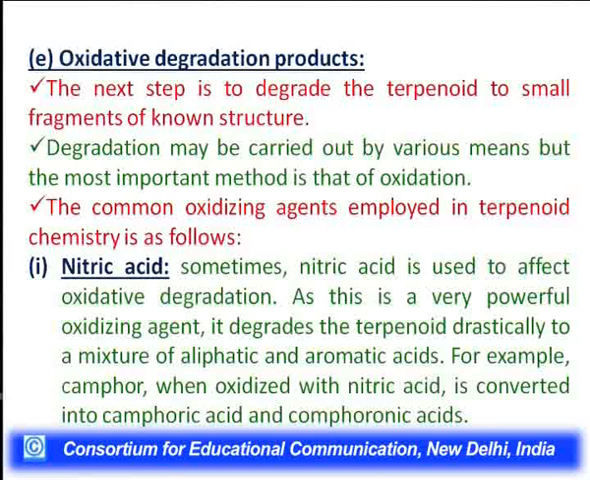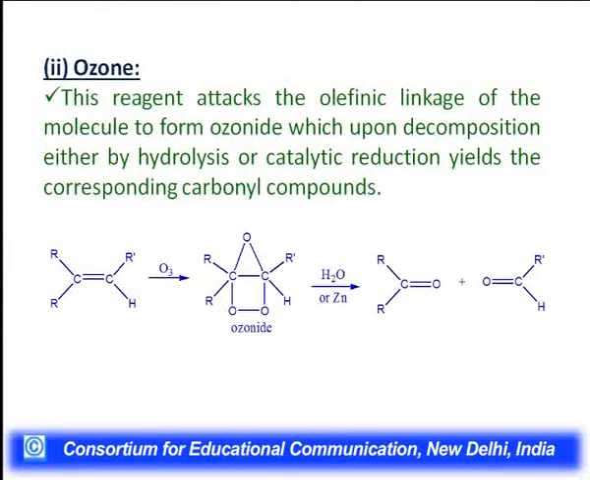One of them is nitric acid. Sometimes nitric acid is used to effect the oxidative degradation, as it is a very powerful oxidizing agent. It degrades the terpenoids drastically to a mixture of aliphatic and aromatic acids. For example, camphor, when oxidized with nitric acid, converts into camphoric acid as well as camphoronic acid. Then comes the oxidizing agent ozone.